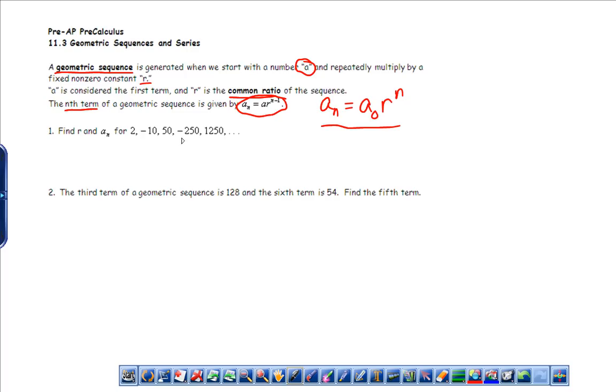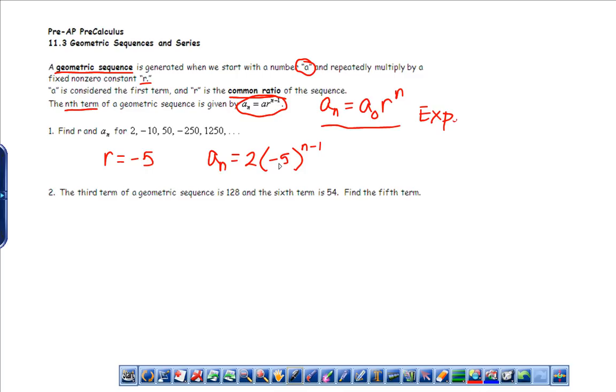So r is whatever you're multiplying by. So we can see here easily that we're multiplying by -5. Okay, so now we need to write the rule. Since the first term is 2 and r is -5, the rule is really simple to write. It would not make sense on this to go with the other one that's more like the exponential parent function, because then you'd have to find the 0th term.